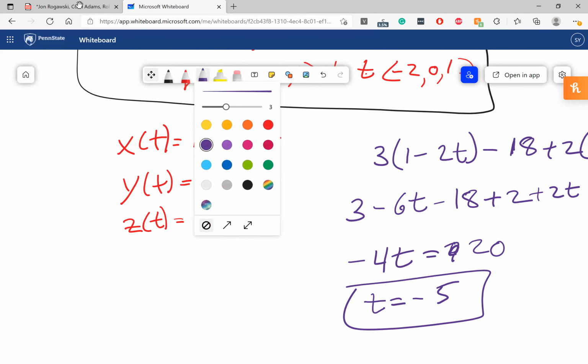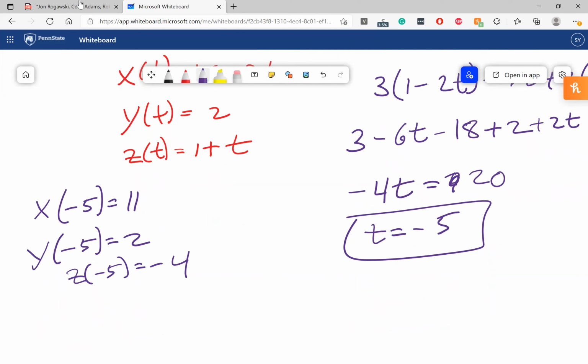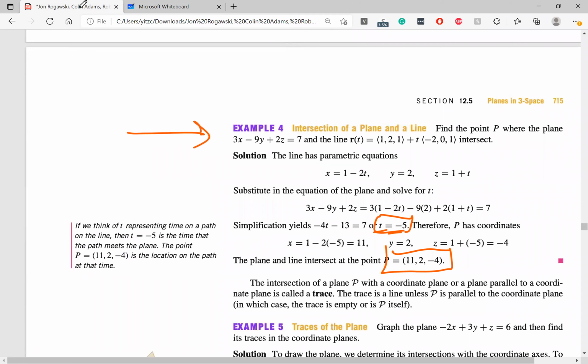And I can get, okay, x of negative 5 is equal to 1 plus 10, which is 11. y of negative 5 is equal to 2. And z of negative 5 is equal to 1 minus 5, which is negative 4. So in other words, the place where this line and this plane intersect is the point 11, 2, negative 4. Any questions about this?